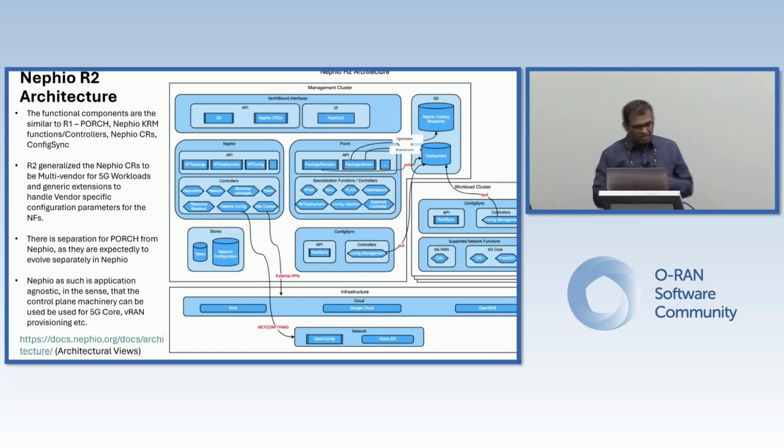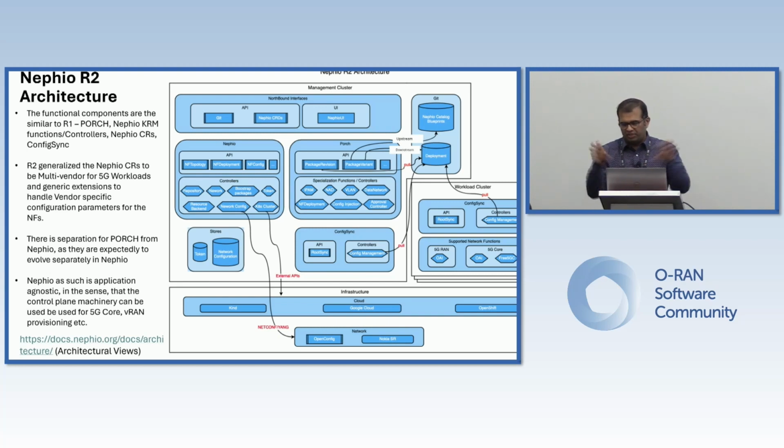So this is the R2 architecture. It's probably a very busy slide, but the key point here is that going from R1 to R2, functionally the components did not change. What I mentioned earlier was the generalization of the CRs that allowed you to bring in this multi-vendor capability. Focusing on the figure on the right side, you have two bigger groupings of functions. One is part of the management cluster. The other is part of the workload cluster.